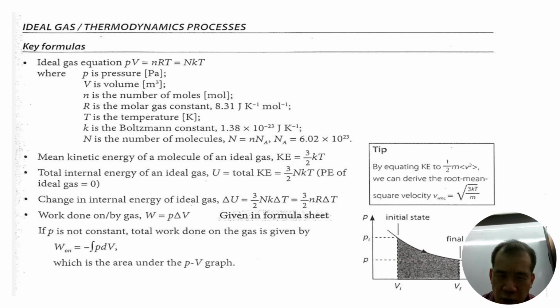The second equation that you need to know is KE, kinetic energy, equal to 3 over 2 kT. One of the things about this is that the higher the temperature, the higher the kinetic energy. The lower the temperature, the lower the KE. So KE equals 3 over 2 kT.